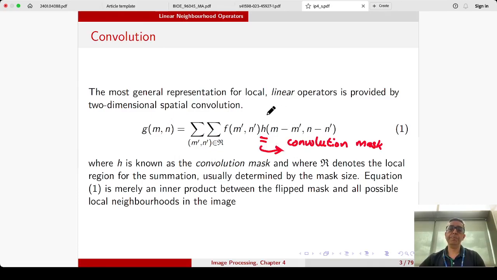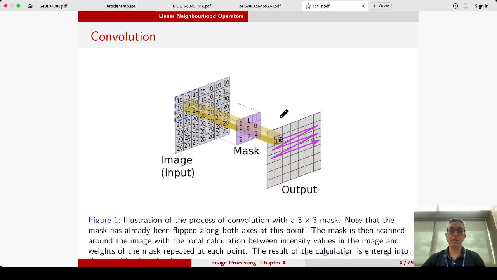But before I do that, I'm going to jump to this figure here to illustrate what's going on in convolution. We've got our mask here, but actually our convolution mask is going to be a flipped version of this. So this illustration is after flipping.